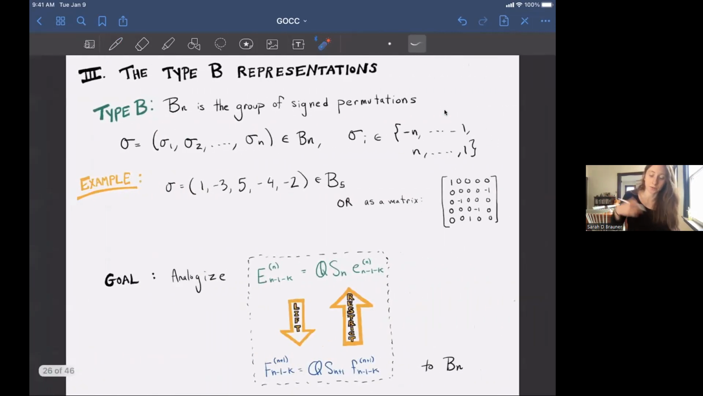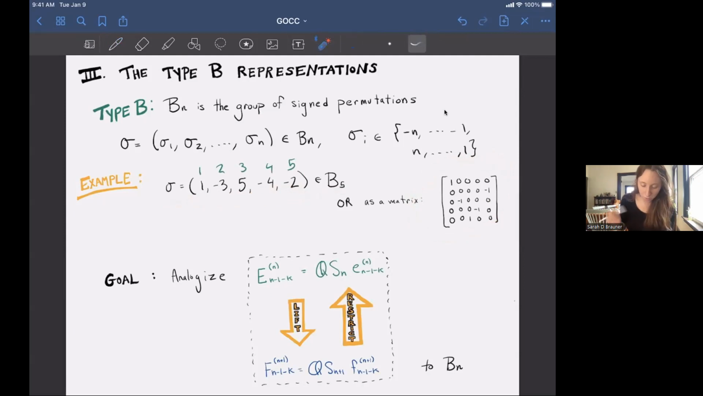All right, so now I want to tell you about the type B analog. Here I'm thinking about type B as the group of signed permutations. If you haven't seen this before, I wrote down a permutation in one-line notation for the symmetric group. I'll do the same thing for B_n, but now these sigma_i's can be positive or negative. Really, I think the best way to think about it is as a signed permutation matrix. So it's a permutation matrix, but I can have -1s as well as +1s. So for example, this is a permutation in B_5: 1 goes to 1, 2 goes to -3, 3 goes to 5, 4 goes to -4, and 5 goes to -2, which looks like that as a matrix.